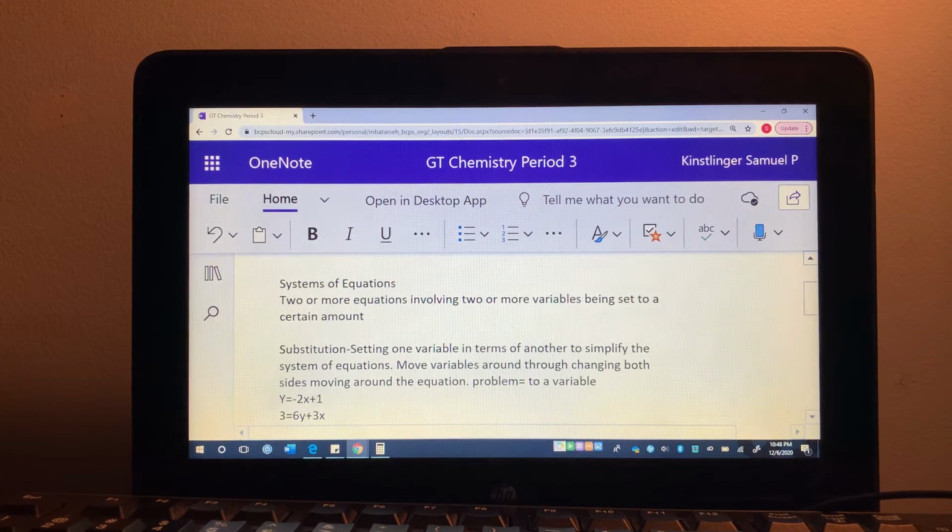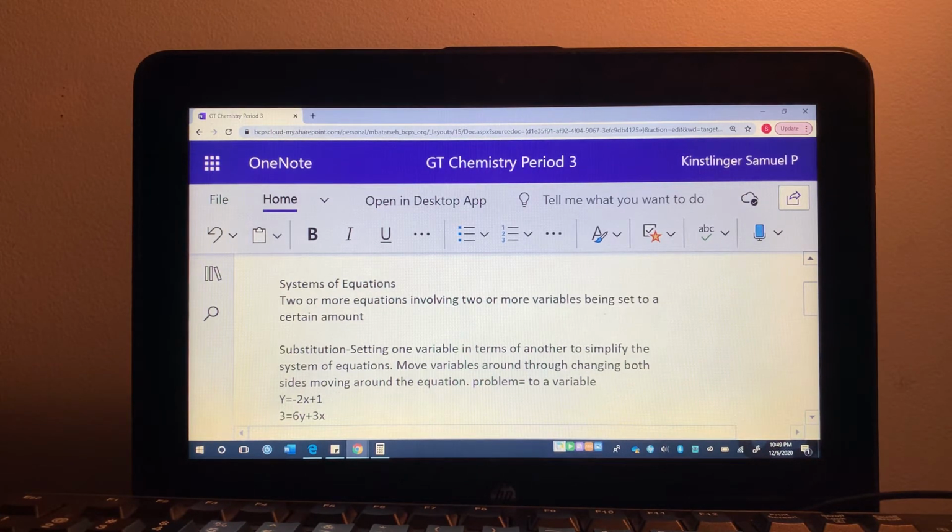So now we have our practice problem. y equals negative 2x plus 1, and 3 equals 6y plus 3x. What we're trying to do is find the coordinates to where the graph y equals negative 2x plus 1 and the graph 3 equals 6y plus 3x intersect. We're trying to find out the coordinates at which they intersect.